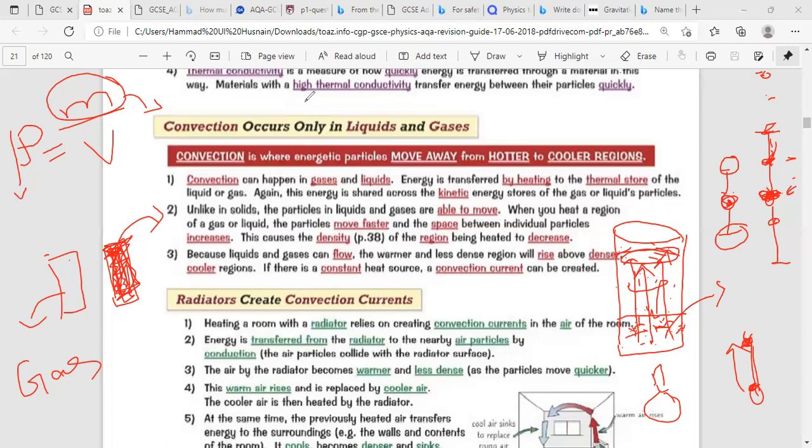So what happens, as you can see in this formula of density, when we have less number of particles or less mass, and the volume is fixed in this portion, the density will start decreasing gradually. Are you getting my point? So if the density is low at some point and high at the other point, then because liquids and gases can flow, the warmer and less dense region will rise above the denser or cooler region.